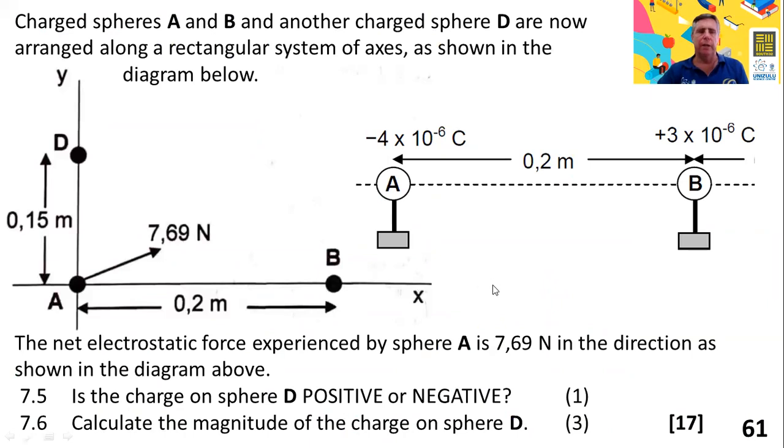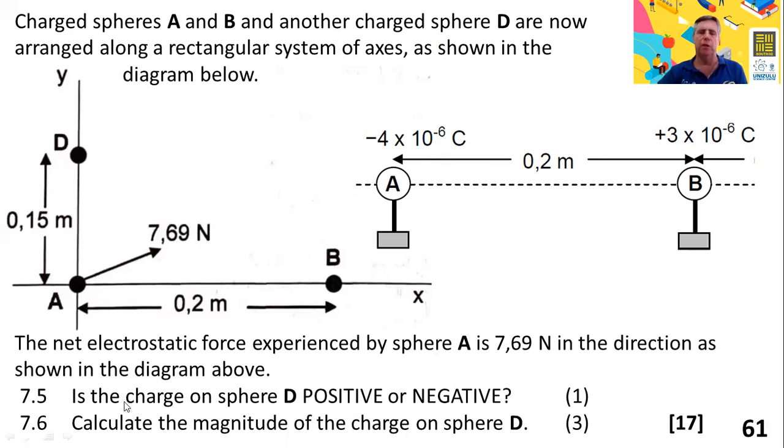Now, they take charges A and B, and we now have an interesting system where another charge D is added, and they're arranged on a rectangular system of axes as shown. Both these pictures are given, but I just repeat this picture because we need to know the value of the charges on A and B. Net electrostatic force experienced by sphere A is 7.69 newtons in the direction as shown. Again, everything you need is given on these drawings. Don't redraw them, but just pay attention to them.